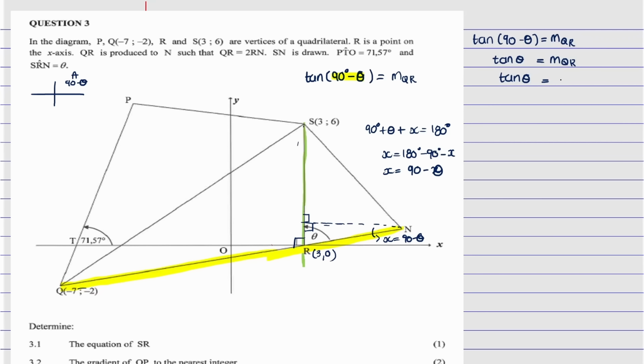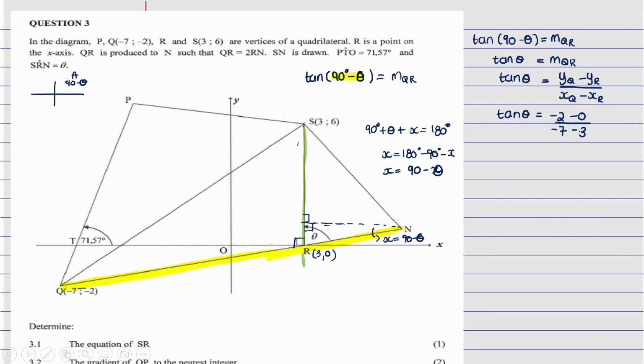This is going to be the same as YQ minus YR divided by XQ minus XR. Just substituting the gradient formula. Meaning tan theta is going to be equal to what? What's YQ? YQ is -2, right? Then R is going to be 0, right? Then it's going to be -7, right? Then it's going to be -3, right?